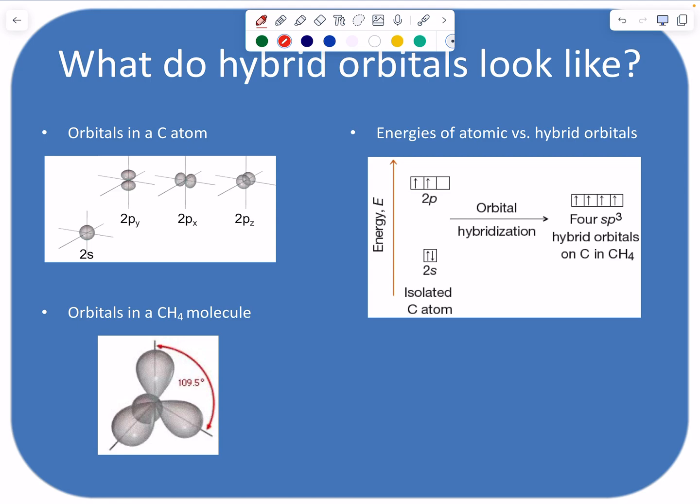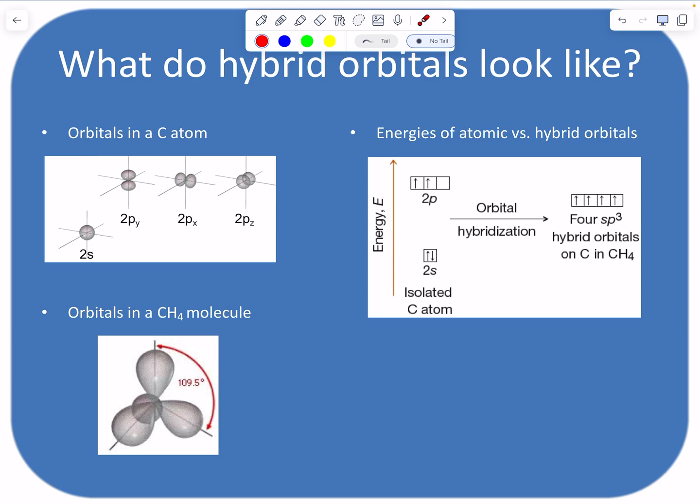We'll just quickly look at what hybrid orbitals look like. So here's how they differ. Here are the orbitals in our atom. Again, we've got a sphere, and then we have p orbitals pointing in 3 different directions. These directions are all 90 degrees from one another, but we know in tetrahedral geometry we have 109.5 degrees. That's the shape. So the hybrid orbitals essentially look like the shape of our molecule.